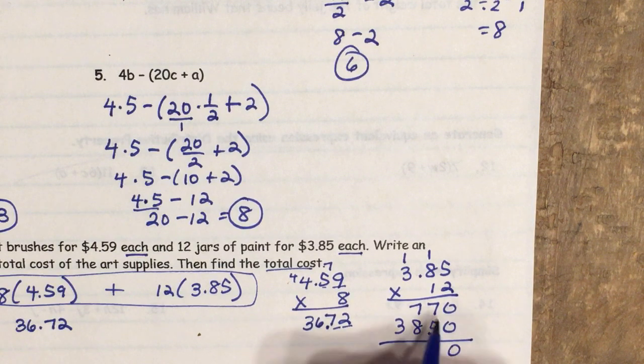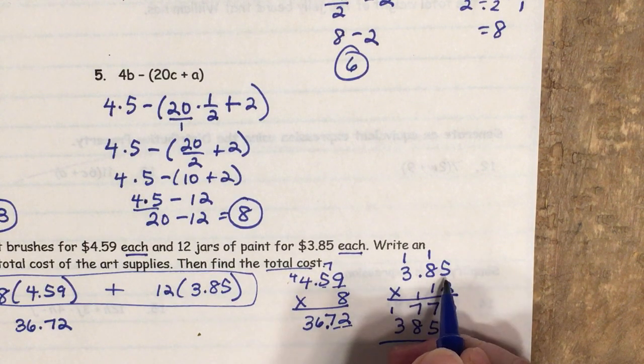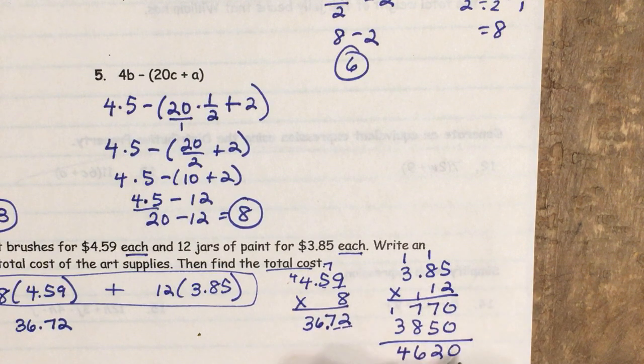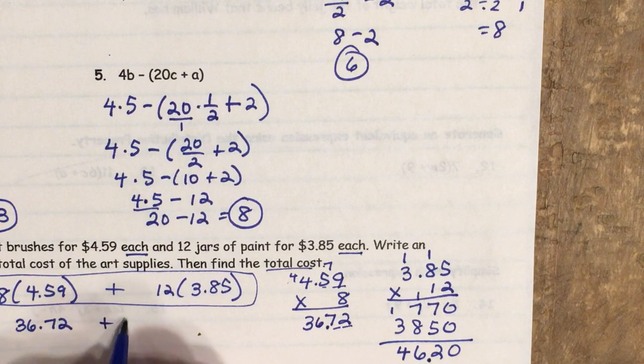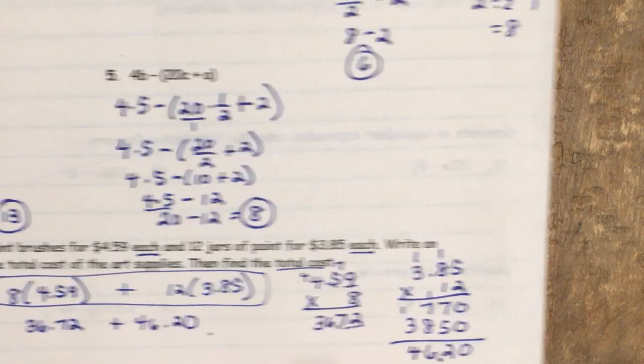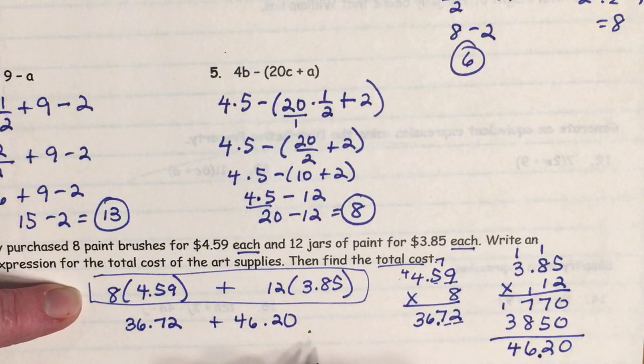0 plus 0. 7 plus 5 is 12. 7 plus 8 is 15. Plus 1 is 16. Carry your 1. 3 plus 1 is 4. And I have 2 decimal places in my problem. So 2 in my answer. I'm going to move it over 2 places. So that's 46.20. All right, and then my last step is to go ahead and add these two together.